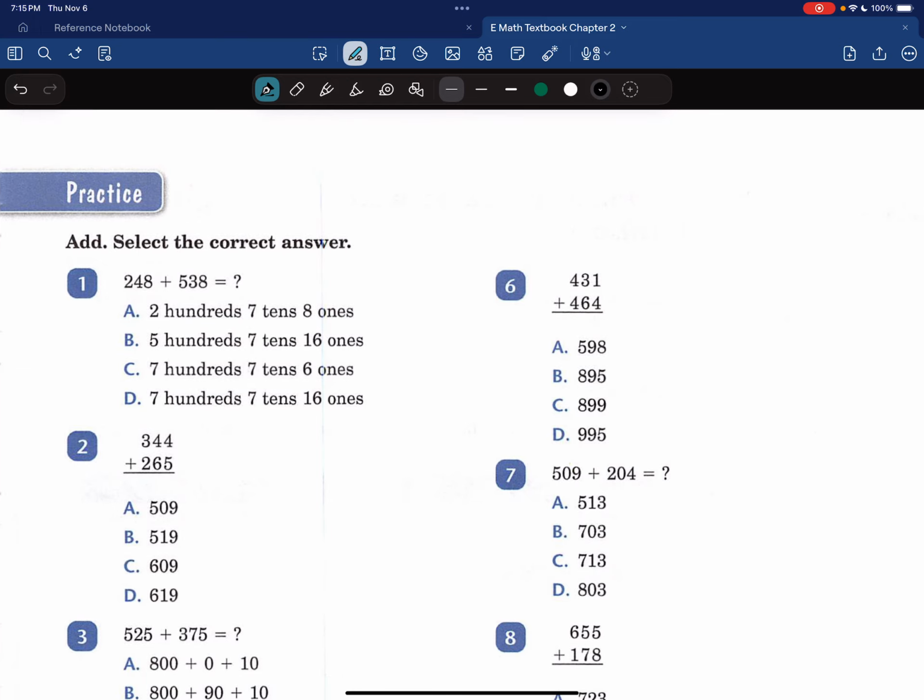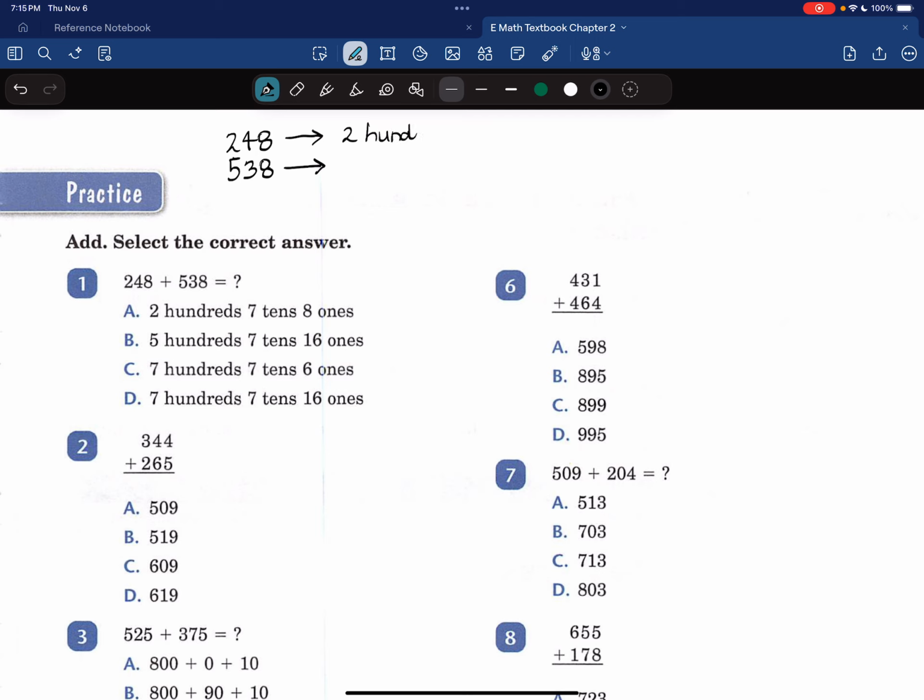So the first one says 248 plus 538. So I'm going to come up here and write those down. You could use the algorithm method right here, but I'm going to do what they told us to do in the skill and write these in the break apart method. So I think because the answers are structured that way, I'm going to go ahead and do it that way.